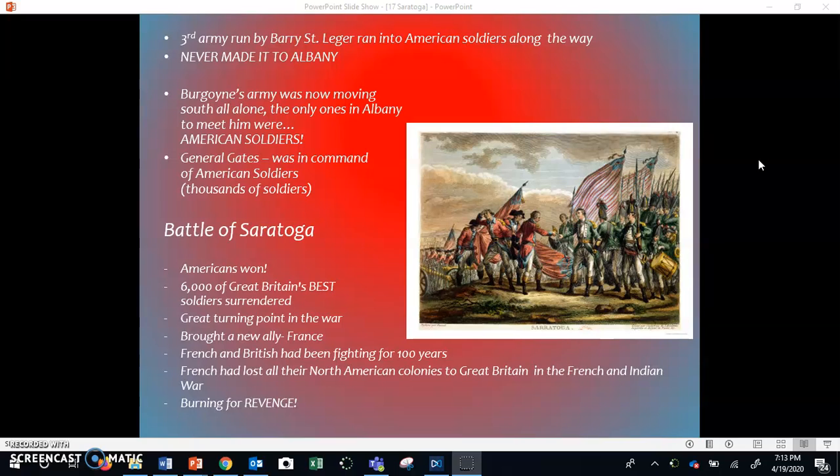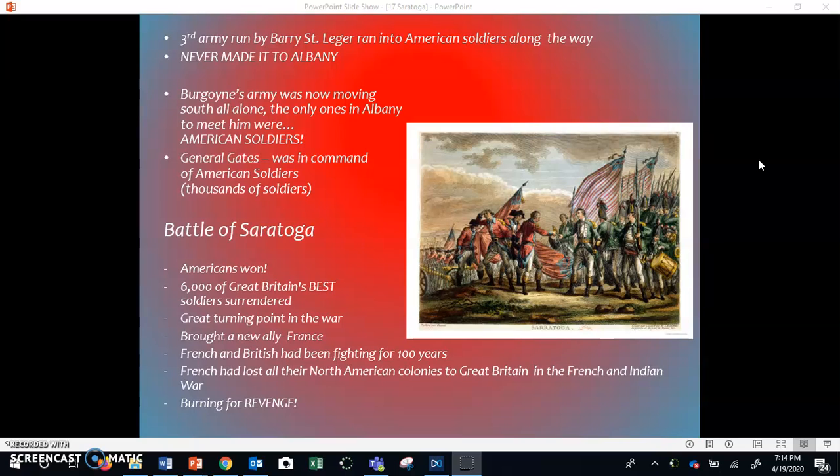Instead, he met up with American soldiers. Him and his troop came across these American soldiers. And the head of the Continental troop was General Gates. He was in command of the American soldiers that met up with General Burgoyne in Albany. And General Gates had thousands of soldiers with him. This is where the Battle of Saratoga took place.